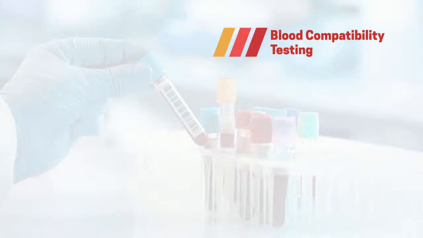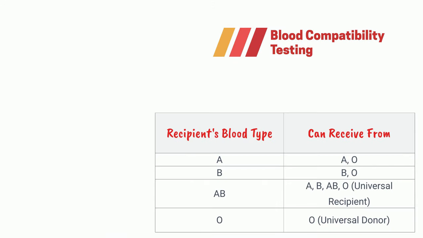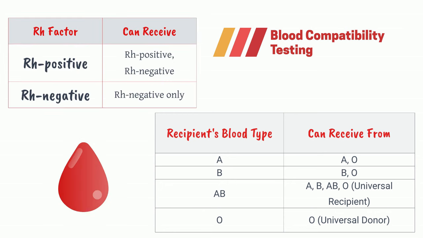Blood compatibility testing, including ABO and Rh typing, is crucial. RNs typically perform or supervise this testing, ensuring the blood is safe and compatible for the recipient. This step is vital to prevent adverse transfusion reactions.